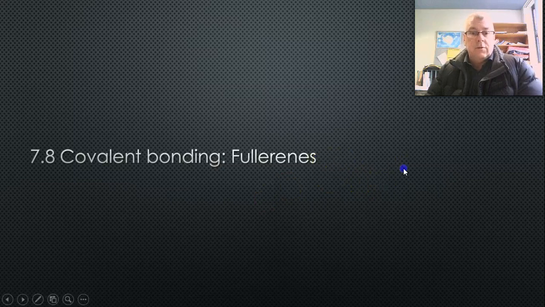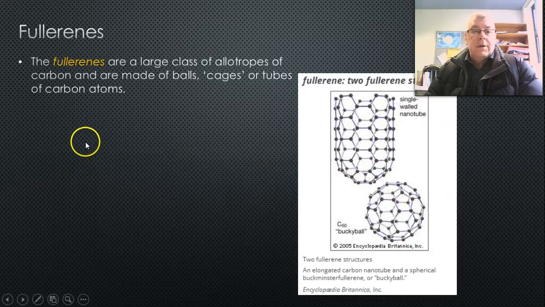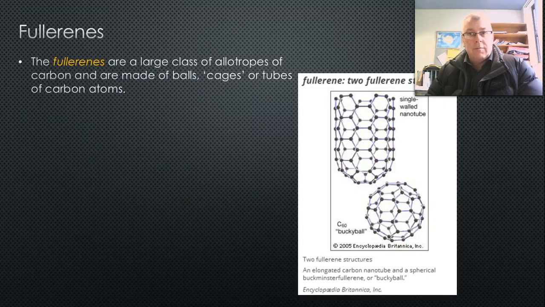What are fullerenes, you might ask? Fullerenes are another class of allotropes of carbon. Remember the other allotropes of carbon? Remember what an allotrope is? An allotrope is something that has the same composition but different structure. And for carbon, we've got diamond, we've got graphite, we've got graphene, and we've also got fullerenes.